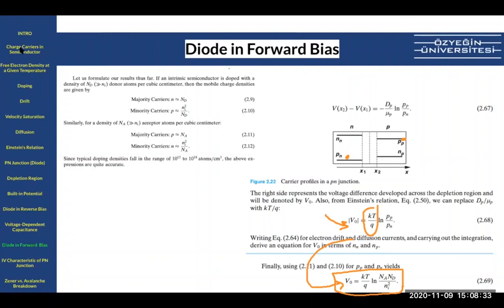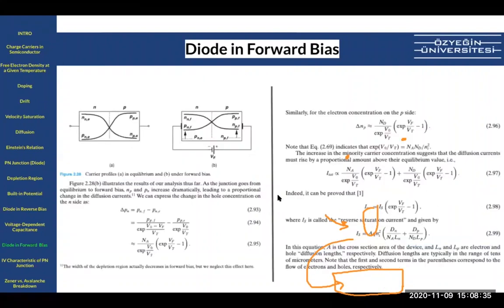And knowing this, we'll get to use this in this next slide. We will be able to write the extra diffusion current. Basically we are trying to figure out, due to this extra diffusion of the minority holes, how much current we are generating. And that current is basically written as this.